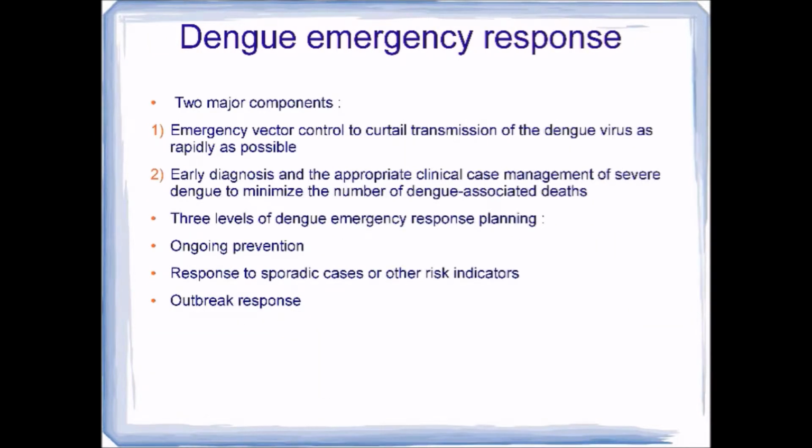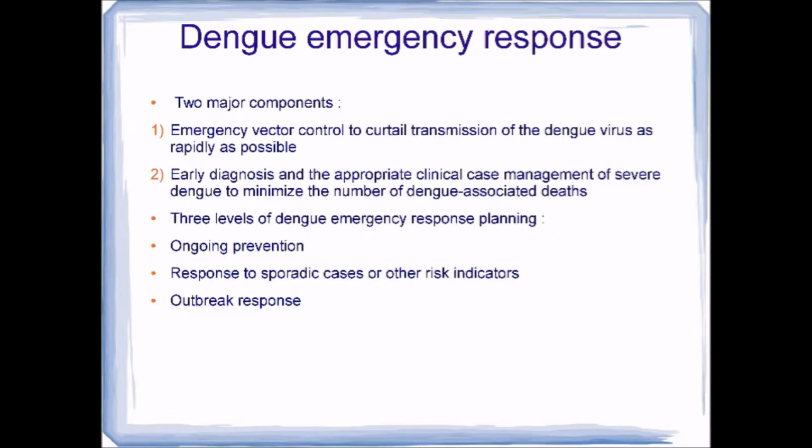The dengue emergency response is also important in managing dengue. There are two major components, which are the emergency vector control, to curtail transmission of the dengue virus as rapidly as possible, and the early diagnosis followed by appropriate clinical case management of severe dengue, to minimize the number of dengue-associated deaths. Dengue emergency response planning can be divided into three levels.